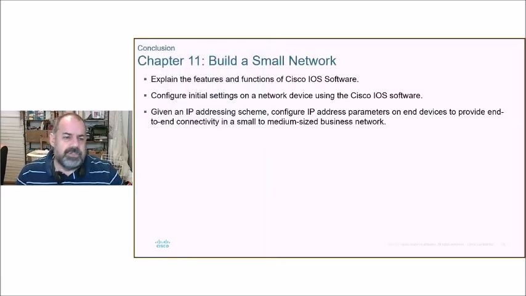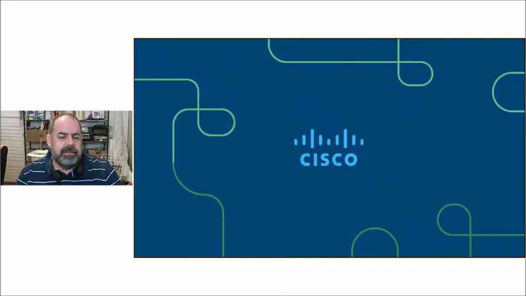The summary of this chapter is to explain the features and functions of IOS software. We looked at what devices you would choose, some of the settings you might use on IOS, and other design criteria. So there's the logo. And as I said, that's the last chapter for this term.